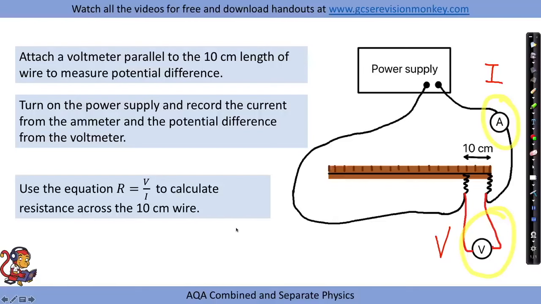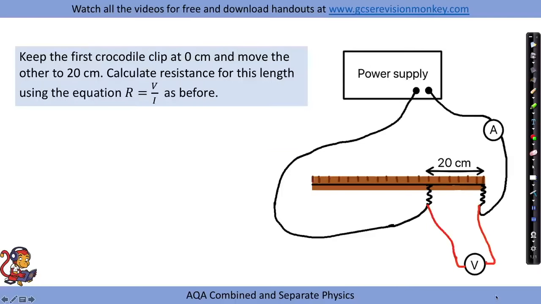piece of wire. To change the length of wire we are measuring, we'll keep the first crocodile clip at 0 and move the other one to 20 centimetres. And then we will repeat as before, taking the readings for current and potential difference and using the equation R equals V divided by I.